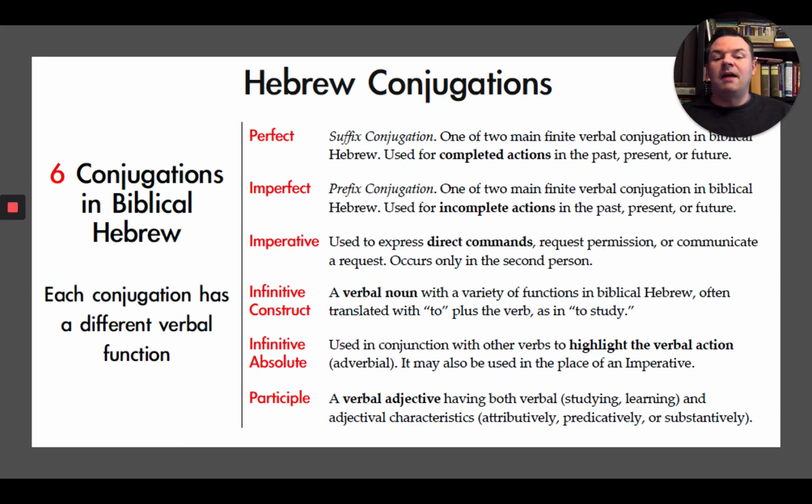There's the infinitive absolute, which highlights kind of the verbal action. It may be used also in the place of an imperative. And then we've got the participle, which is kind of like a verbal adjective. It has both verbal and adjectival characteristics, talking about someone who is studying or learning or judging or something along those lines.